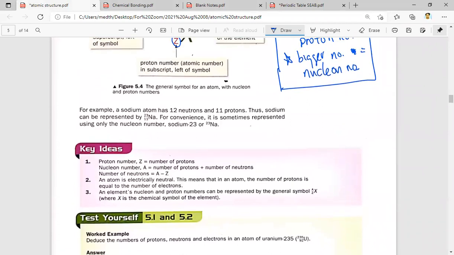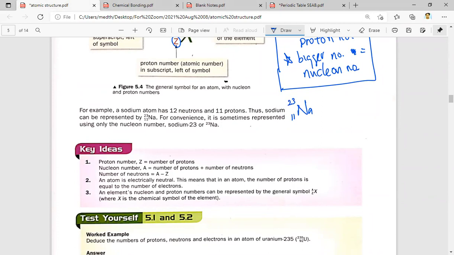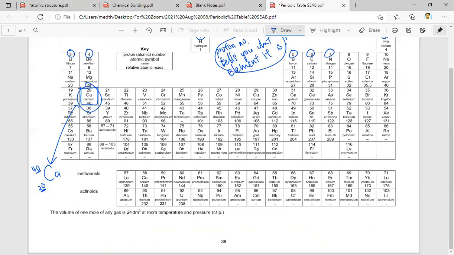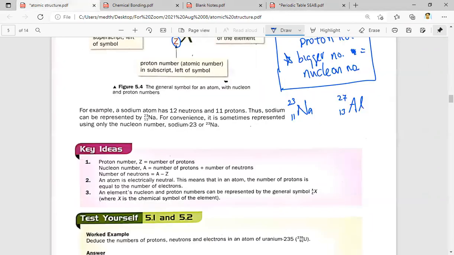So maybe just to help everyone consolidate this part, we can do two different examples. Sodium 11, 23. The other one we can try would be aluminium 13, 27. Where did I get these two numbers from? It's actually over here. You can see aluminium 13, 27, and sodium 11, 23. How many protons, electrons, and neutrons does sodium have? How many protons, electrons, and neutrons does aluminium have? I'll give you 5 seconds to do your mental calculation before I go through it. 5, 4, 3, 2, 1.